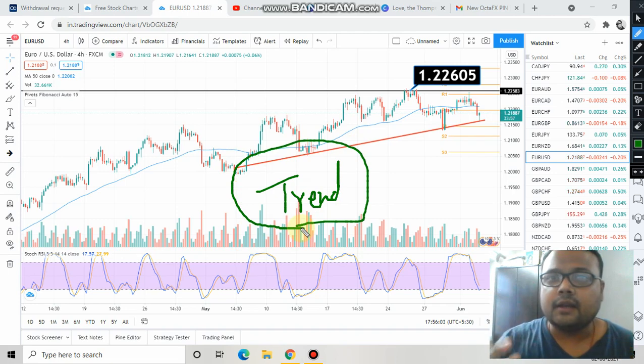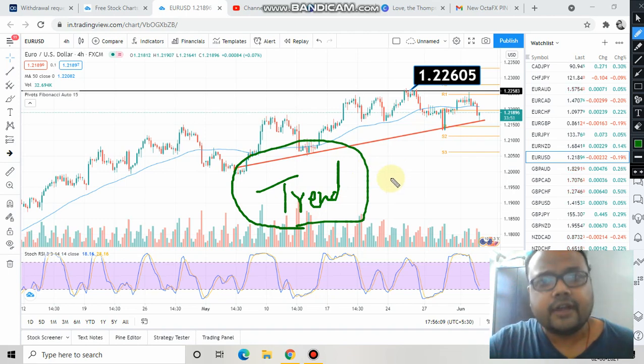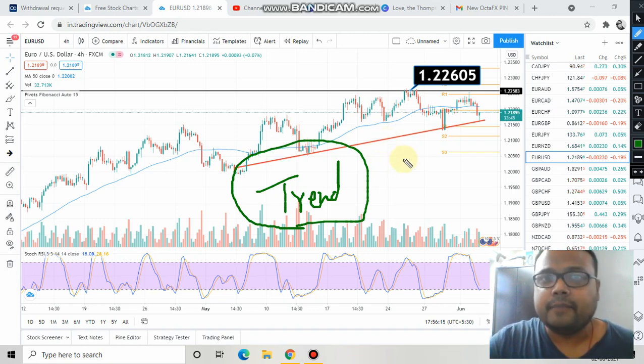If you are a beginner or if you're still learning, then never go against the trend, because if you go against the trend, there are high possibilities that you will be trapped. Your trade will get trapped and you will end up making a loss.